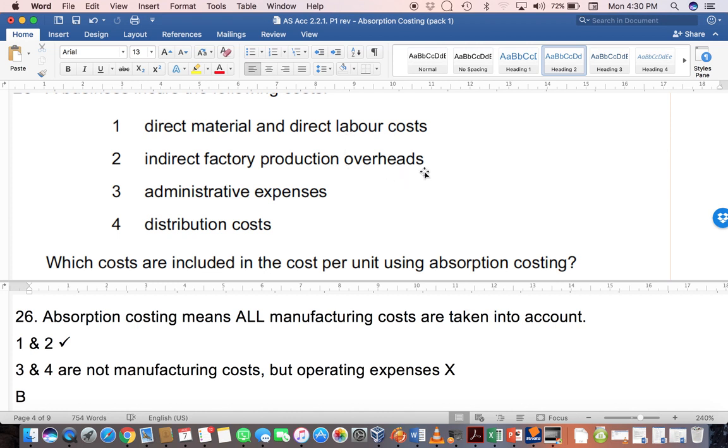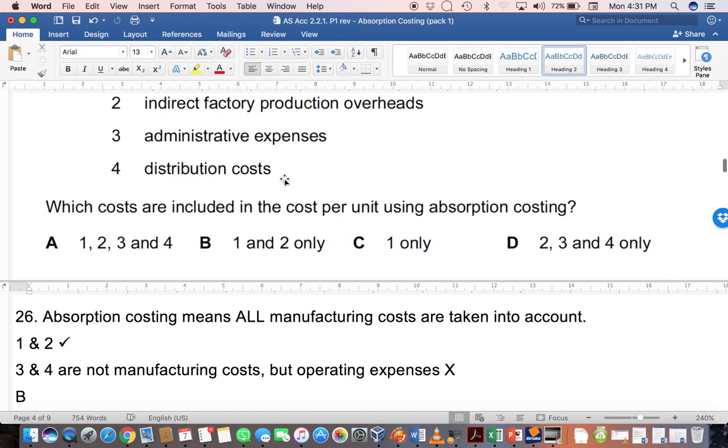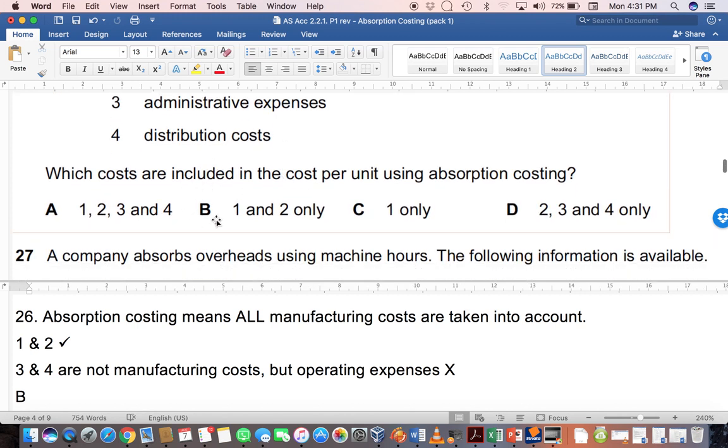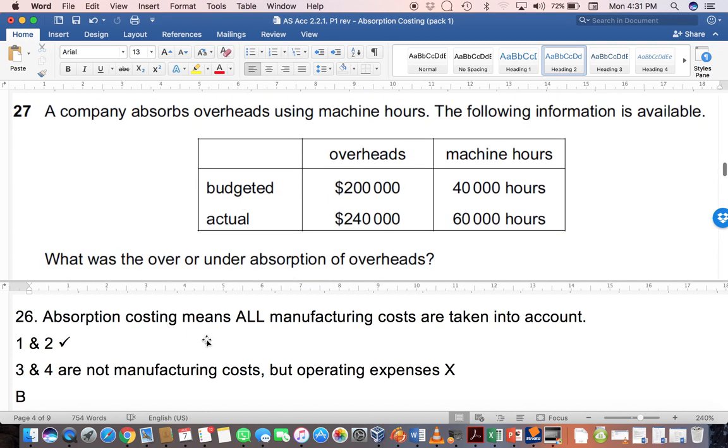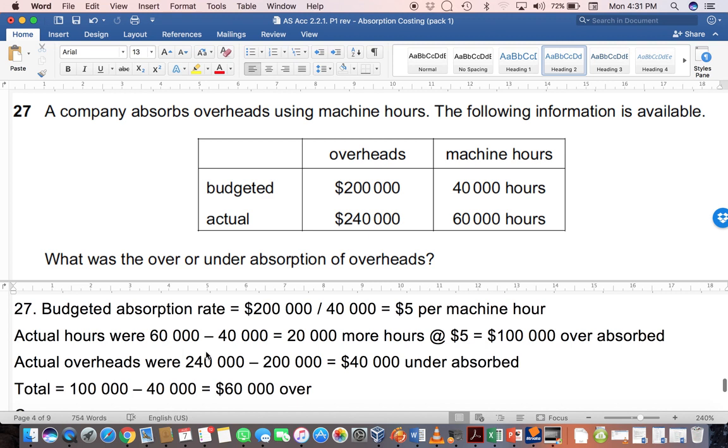Absorption costing tells us that we are accounting for the overheads and allocating these to the different products. So therefore 1 and 2 are going to be the options that we need, and we would therefore choose B as the answer. Number 27.